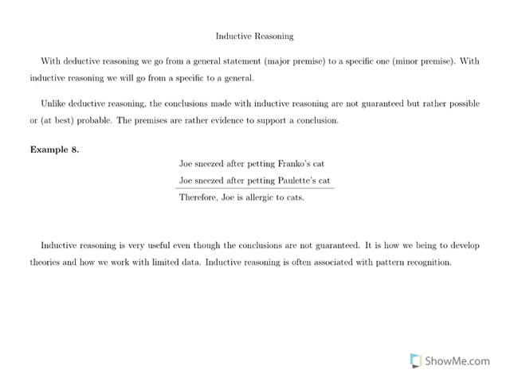Inductive reasoning, however, is much different than that. With inductive reasoning, we go from a specific example to a general statement. We're going from a minor premise to a major premise. So, unlike deductive reasoning, the conclusions made with inductive reasoning are not guaranteed. Deductive reasoning, there's no ambiguity. You have to go from one step to the other. The conclusion is guaranteed. Everything is good to go. With inductive reasoning, you can only say, at best, that something is probable or something might be possible.